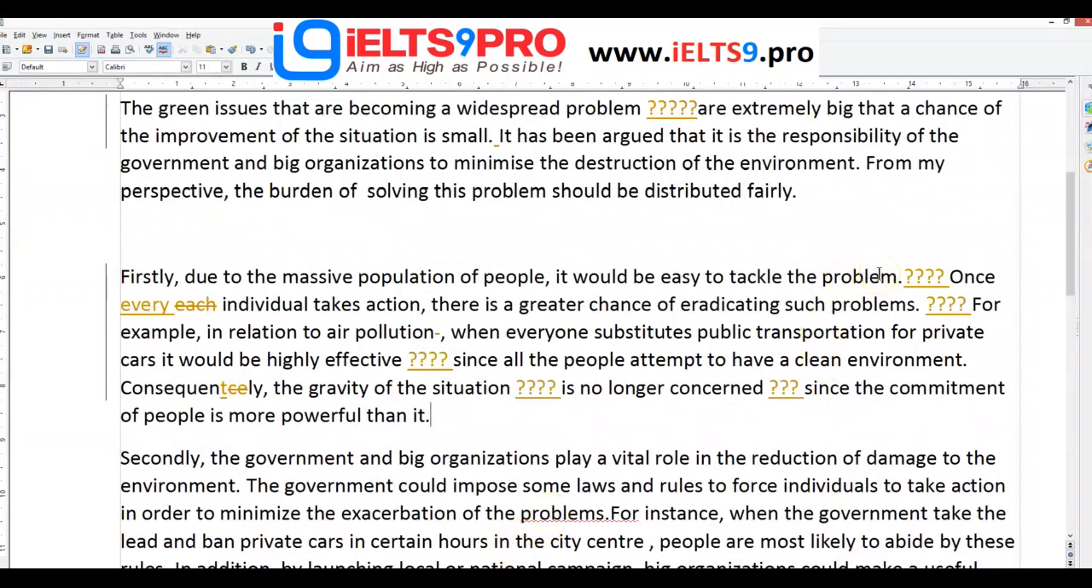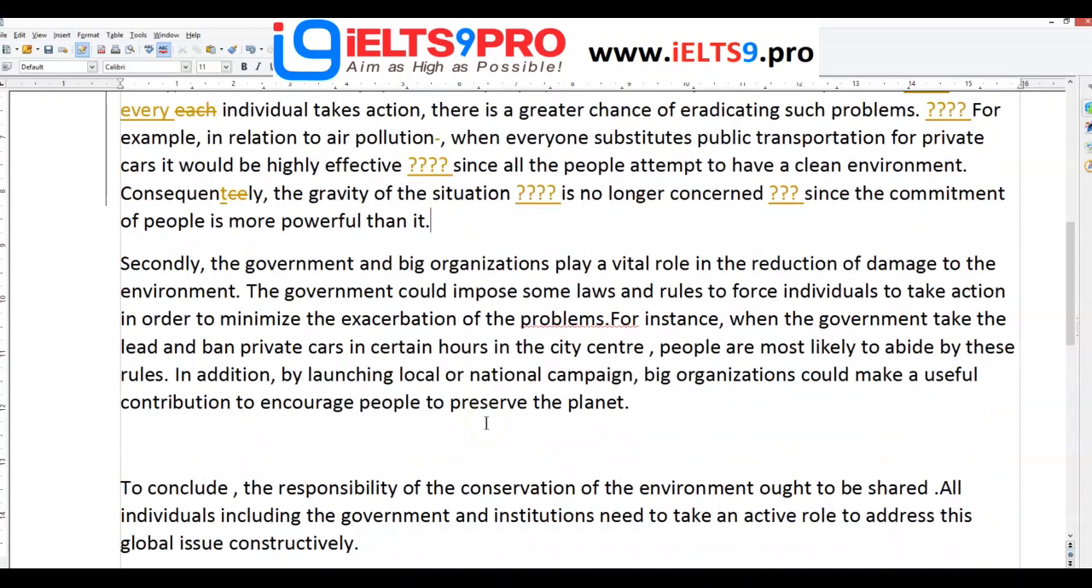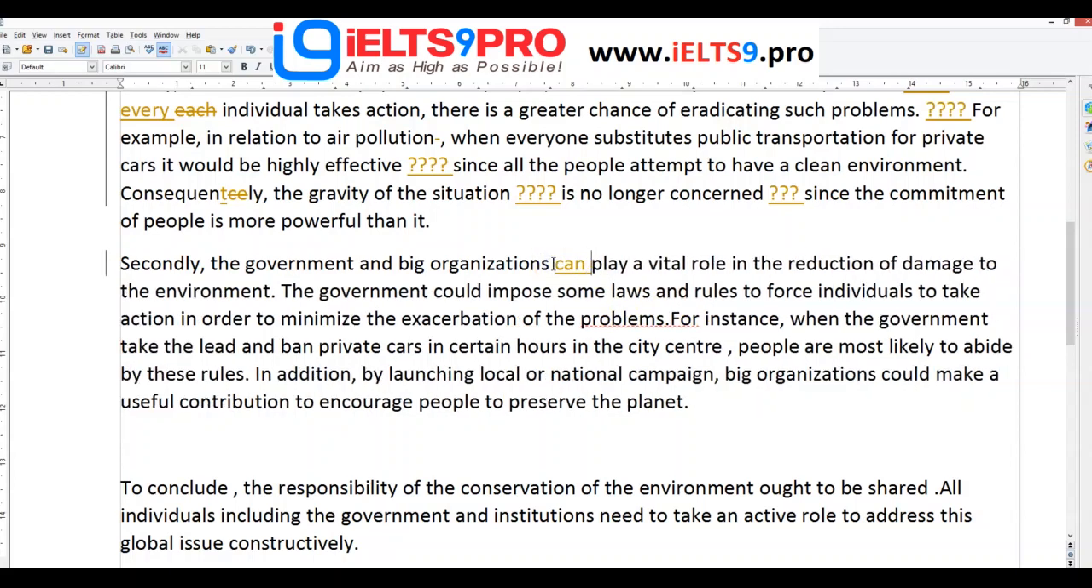There's a problem, but if we take action, we can fix the problems. Then you mention one, but you don't really say how, you simply say that it would. You're not explaining it. Okay. Secondly, the government, big organisations play a vital role in the reduction. Well, they don't though. They could, or they can, but they don't now. A vital role in the reduction of the environment.